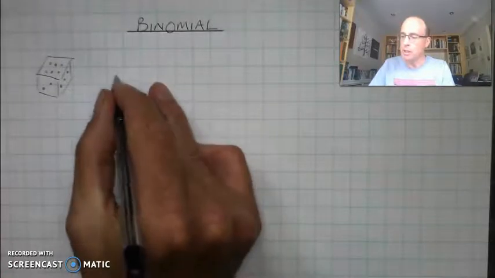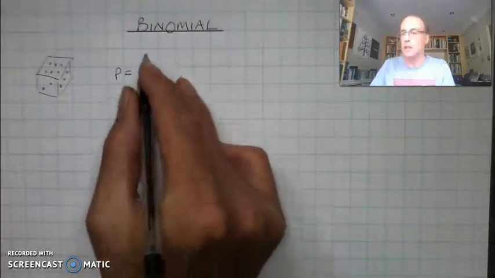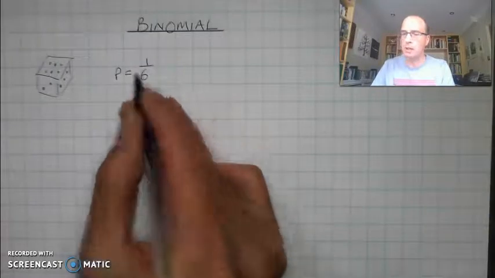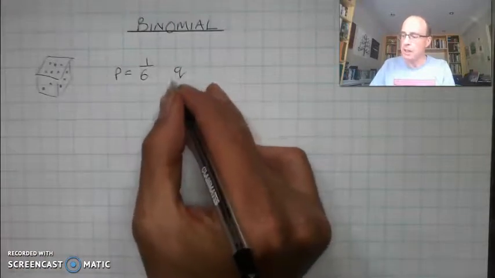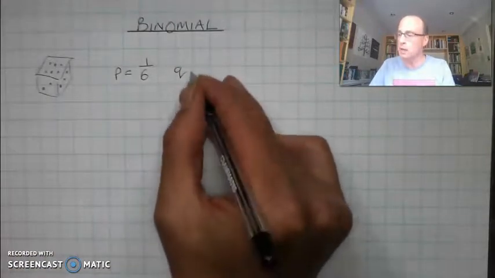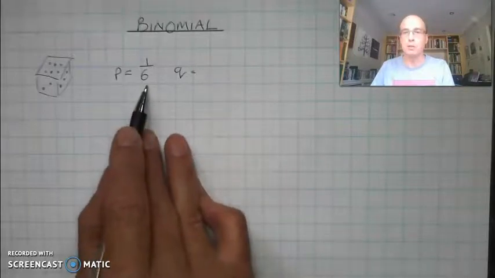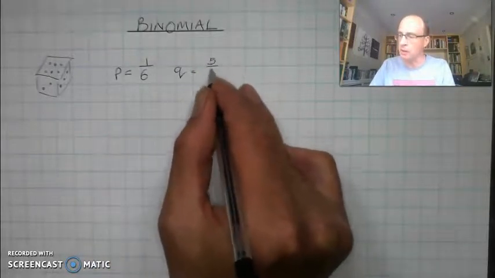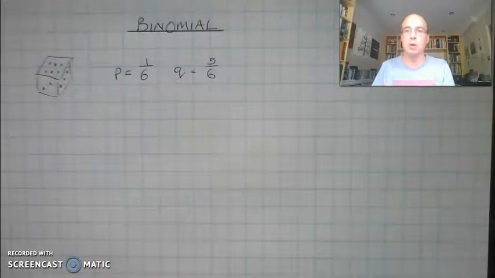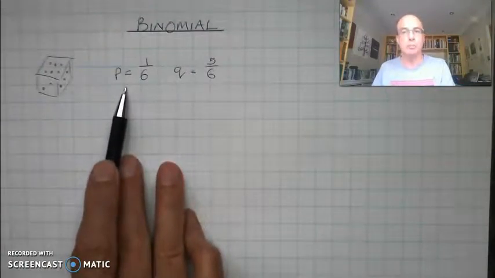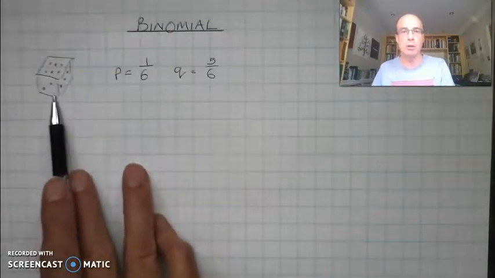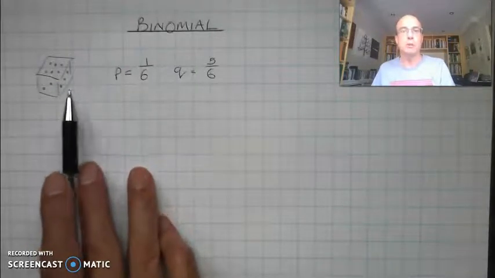So to roll it the first time, my probability of success, my probability of getting a number 6, is just 1 chance in 6, assuming that I've got a fair die. My probability of failure, the probability of getting anything other than a 6, is going to be 1 minus 1/6, which is 5/6. So I've got a 5/6 probability of getting a 1, 2, 3, 4, or 5. So if I roll it once, I've got a discrete uniform distribution, because I've only got 6 possible outcomes.